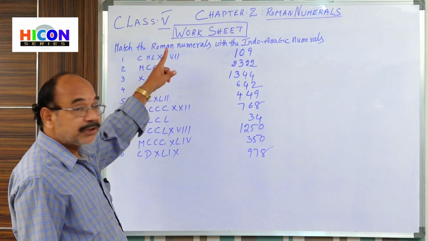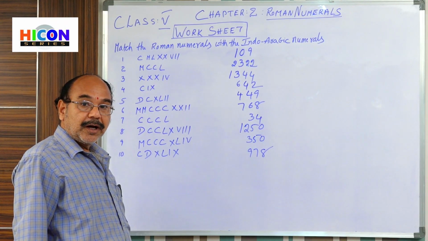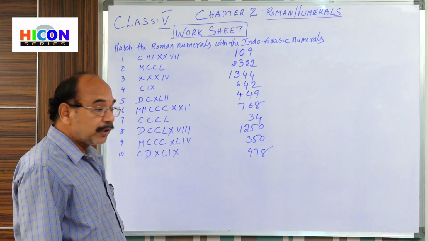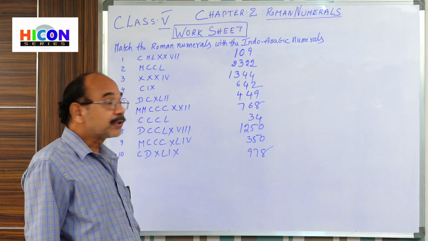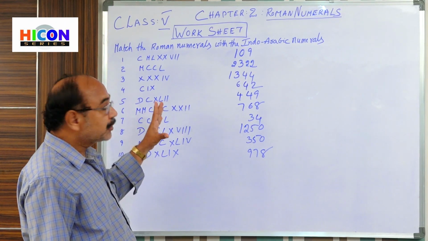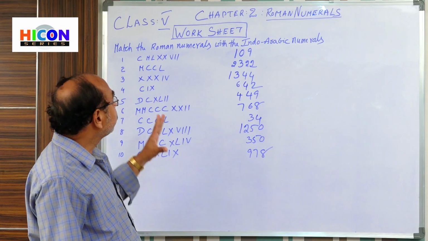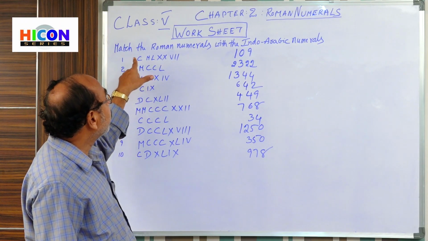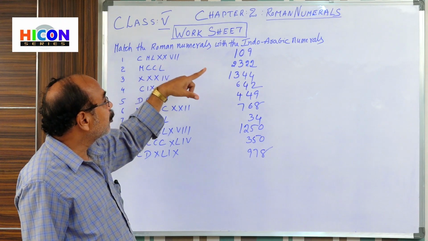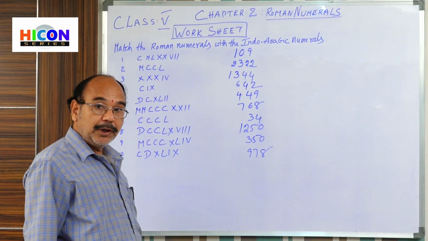Okay, children, a worksheet is there. After completion of the exercises, a worksheet is given for you. You study this worksheet first. What is given in the worksheet? Matching. Match the Roman numerals with the Indo-Arabic numerals.